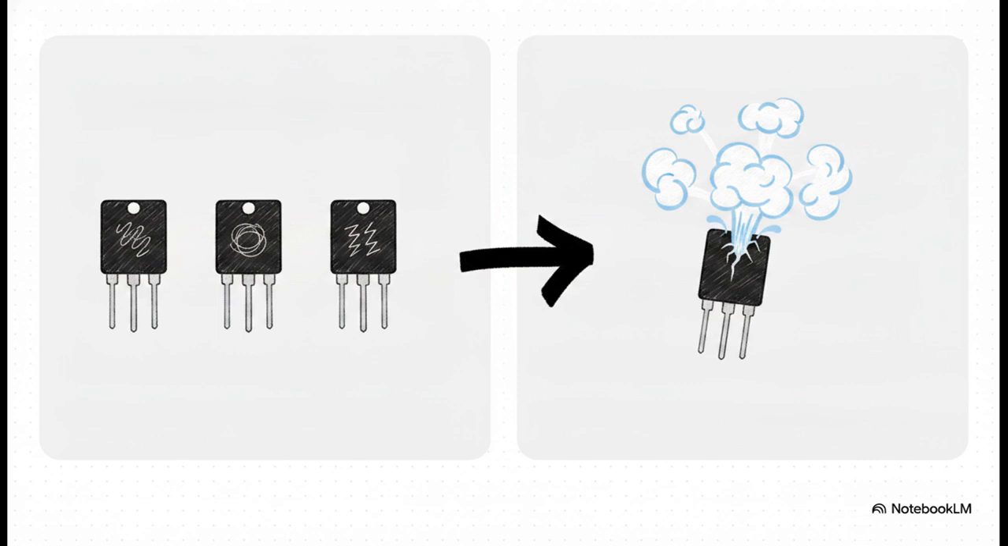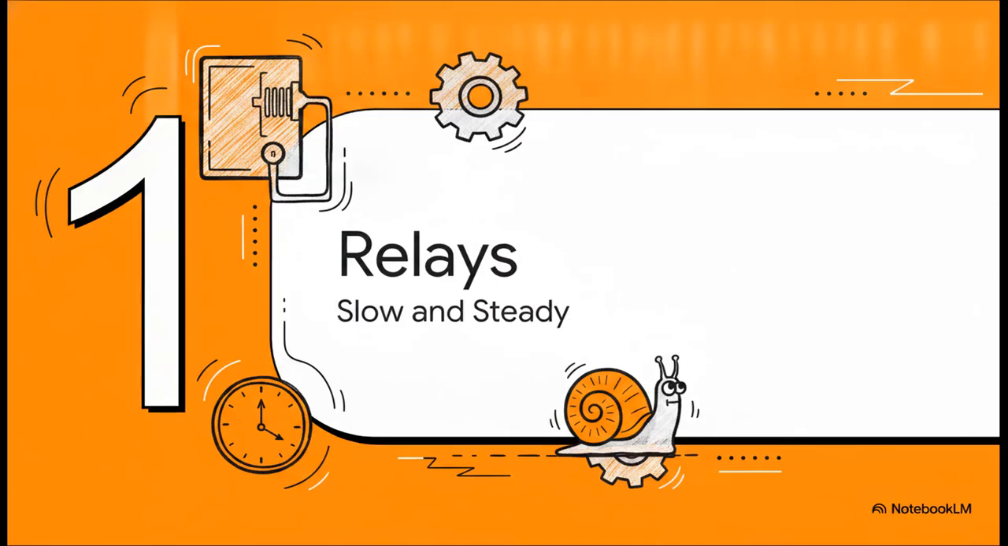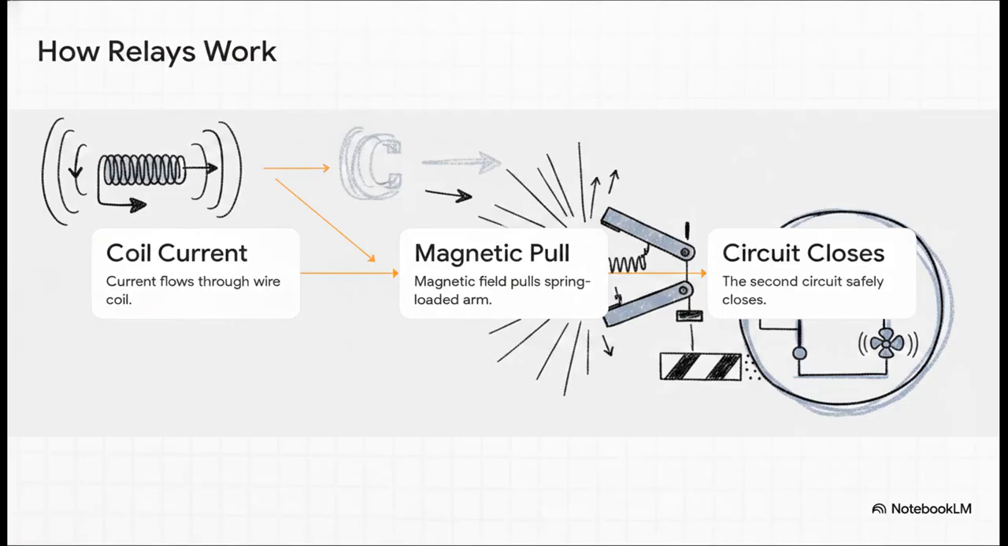So, how do we avoid releasing the magic smoke? Let's start right from the beginning. Section 1. Relays. Slow and steady. The relay is our reliable, old-fashioned workhorse. It is purely mechanical. It physically moves metal contacts back and forth, which is exactly why it makes those distinct, satisfying clicking sounds when it operates.